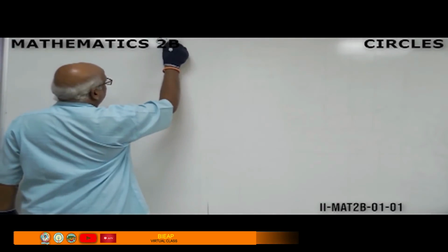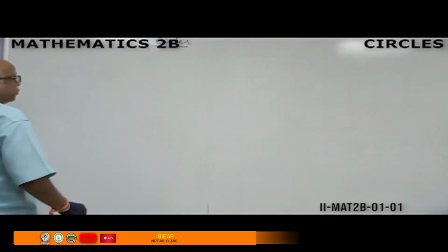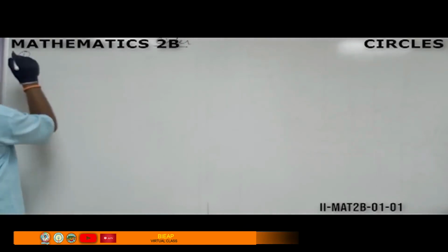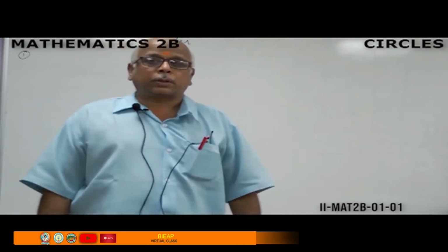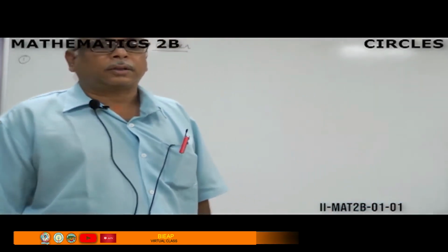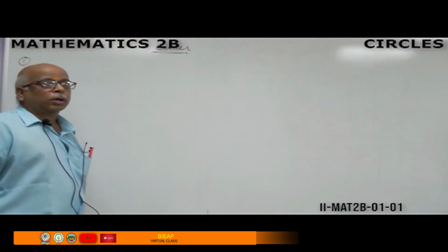Our topic is circles. First of all, the definition of a circle. What is the definition? The locus of a point that moves at a fixed distance from a fixed point is a closed curve called a circle. Once again, the locus of a point which moves at a fixed distance from a fixed point is called a circle.